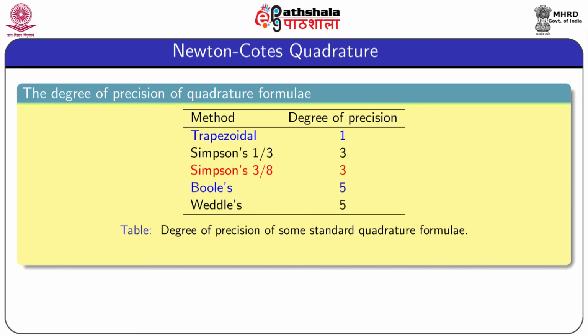That means Weddle's formula and Boole's formula give the correct answer if the integrand is a polynomial of degree up to 5. So, this table shows that Boole's and Weddle's rules give better results than the other formulas, that is, the trapezoidal rule, Simpson 1/3 rule and Simpson 3/8 rule.